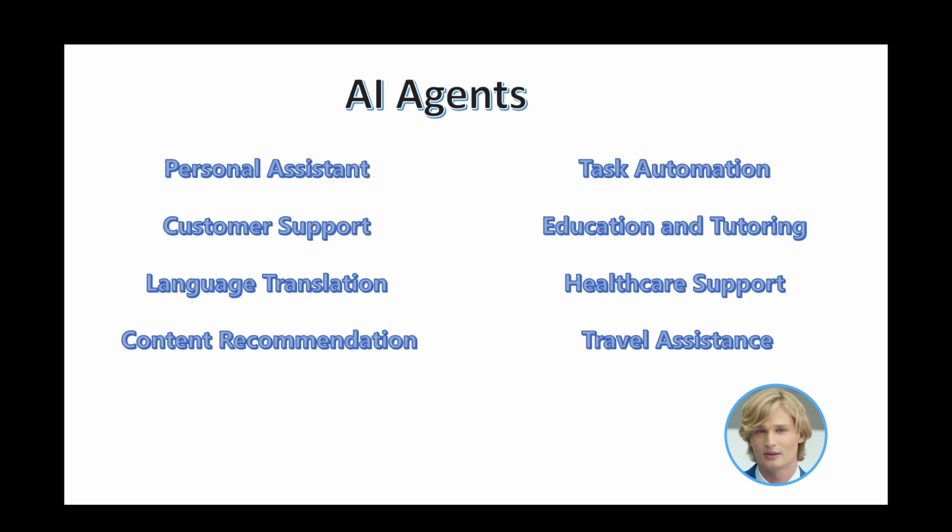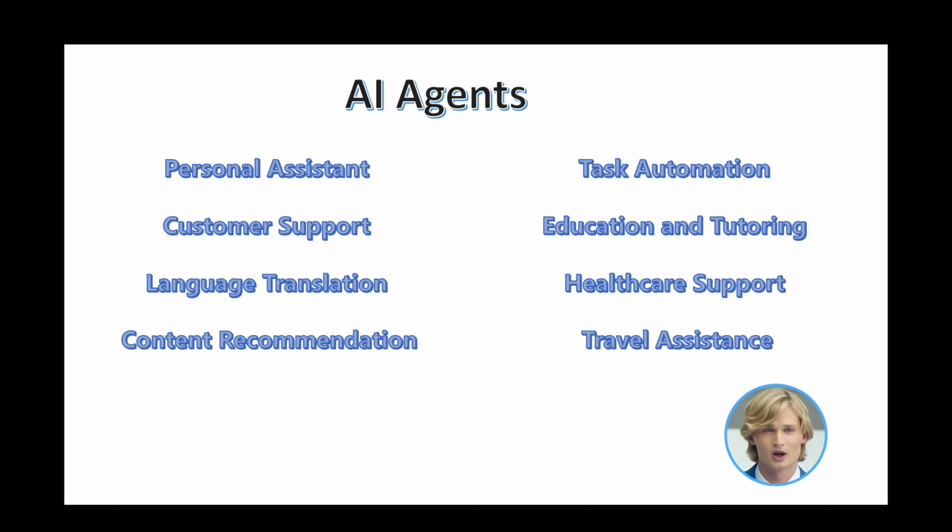Personal assistant. The AI agent plugin could function as a virtual personal assistant, helping users with tasks such as setting reminders, scheduling appointments, answering questions, managing to-do lists, and providing personalized recommendations. 2. Customer support. An AI agent integrated into ChatGPT could enhance customer support services by responding to customer inquiries, troubleshooting issues, and providing relevant information about products or services.